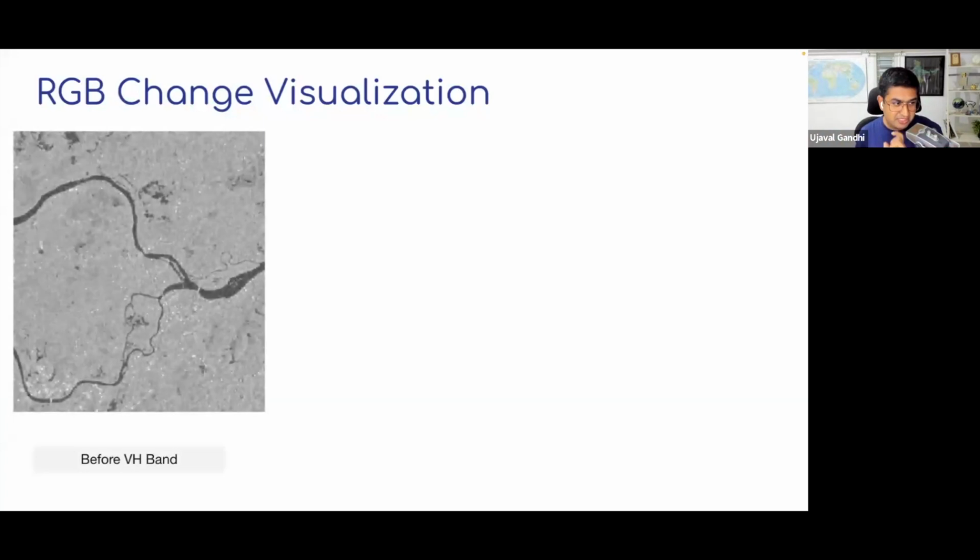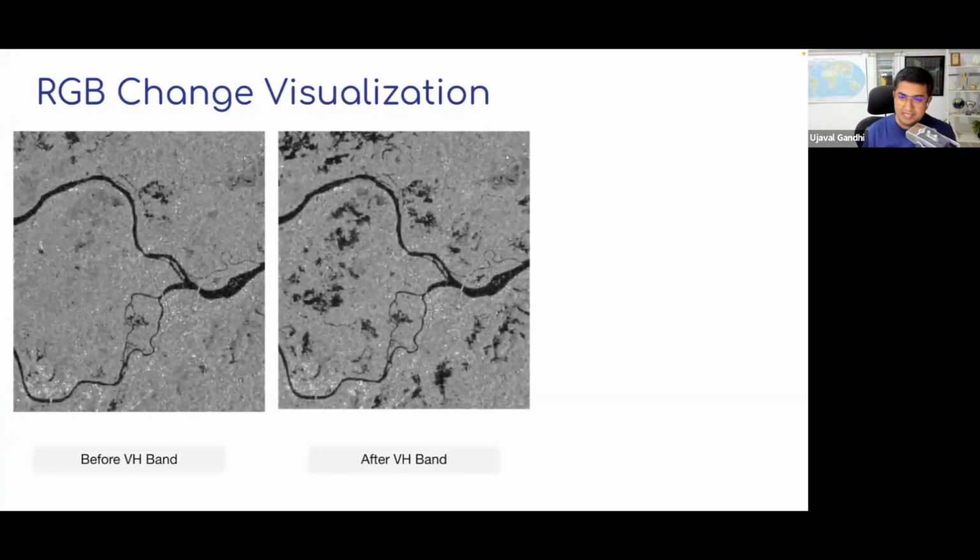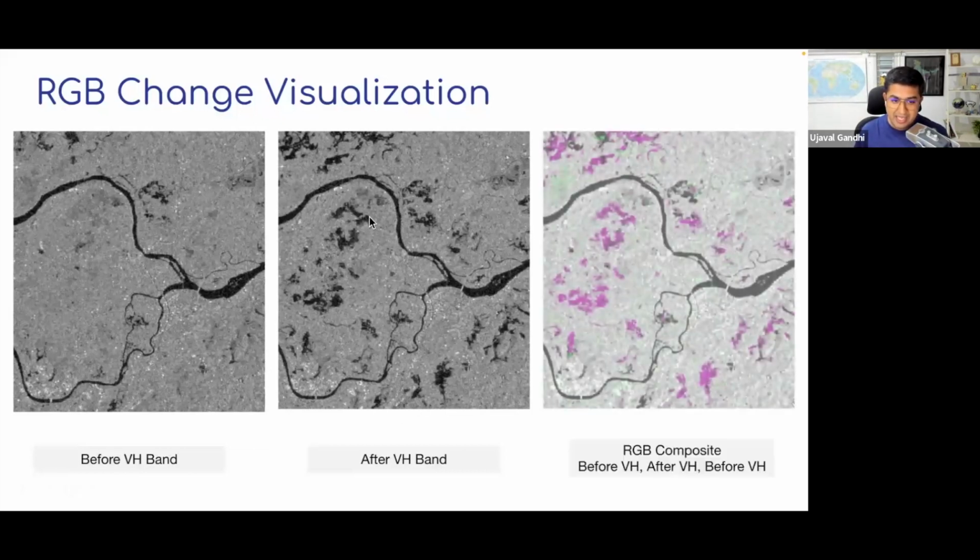So to do this, you can do something like this. You take the VH band from before, you take the VH band from after. So you can see in the before VH band, there are no flooded areas. And in the after VH band, we have flooded areas. And you put them together. So you create an RGB composite where the first band is the before VH, second band is the after VH, and third band is the before VH. You need 3 bands at least to create a composite, so we just repeat the before VH band. And now when you create this image, suddenly you can see the flooded areas much more clearly.